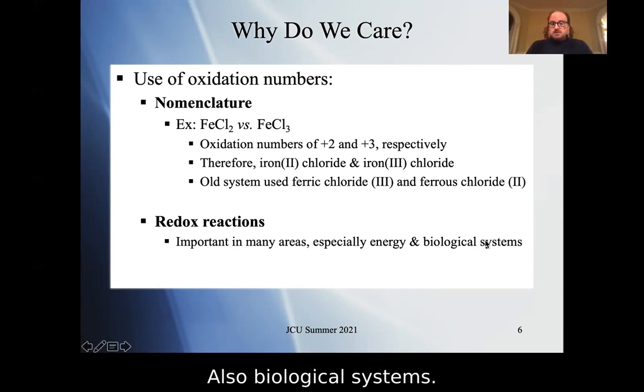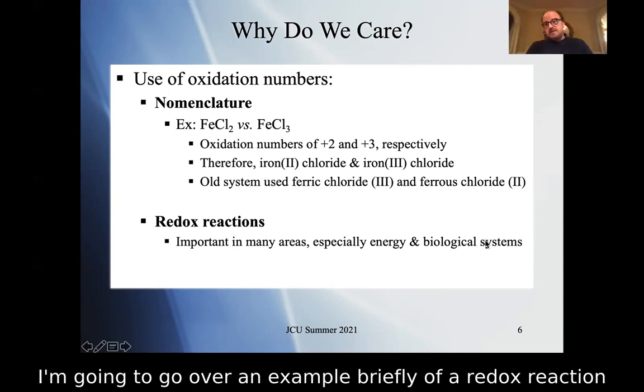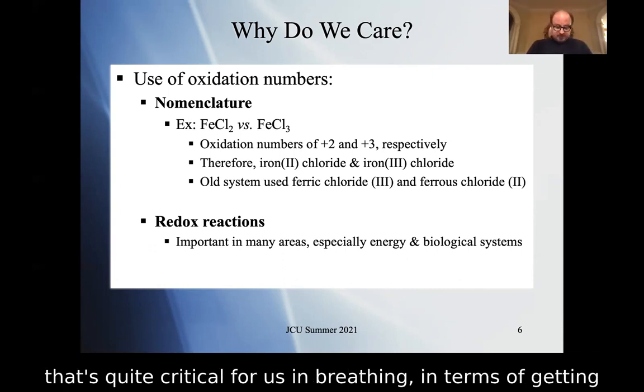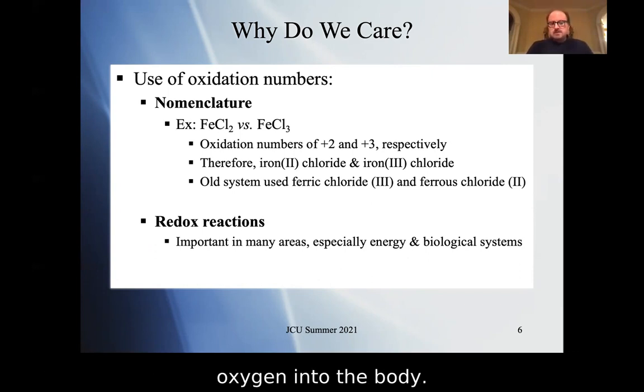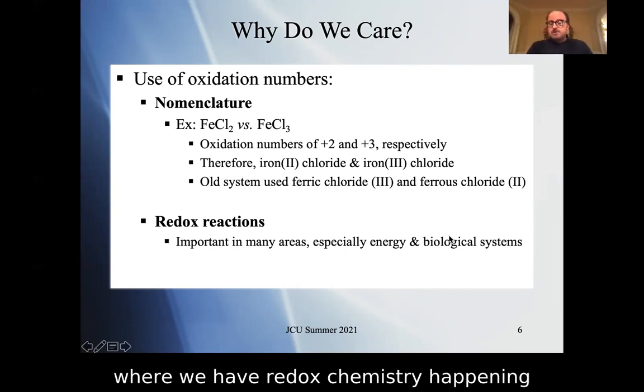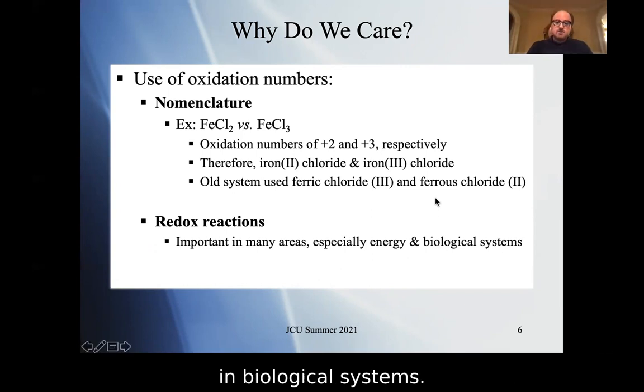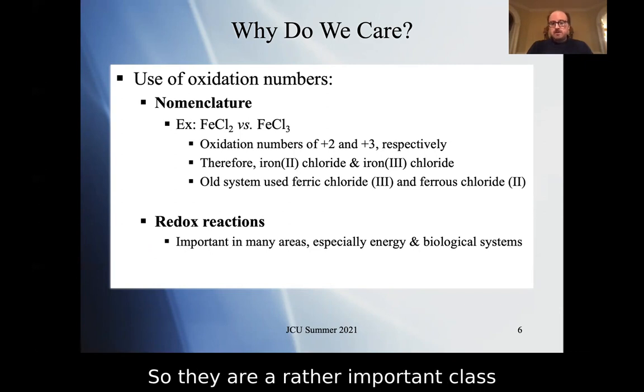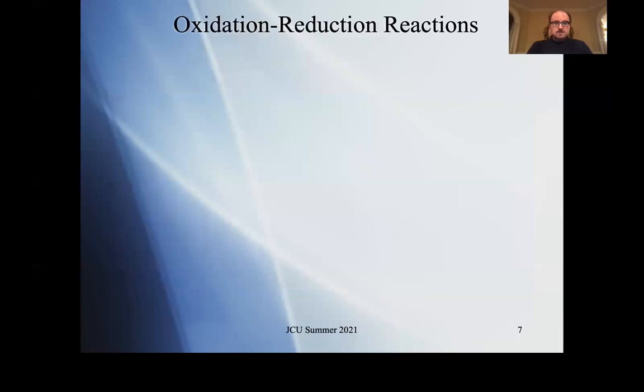Also, biological systems. I'm going to go over an example briefly of a redox reaction that's quite critical for us in breathing, in terms of getting oxygen into the body. But it's only one of many examples where we have redox chemistry happening in biological systems. So they are a rather important class of reaction for many different reasons.